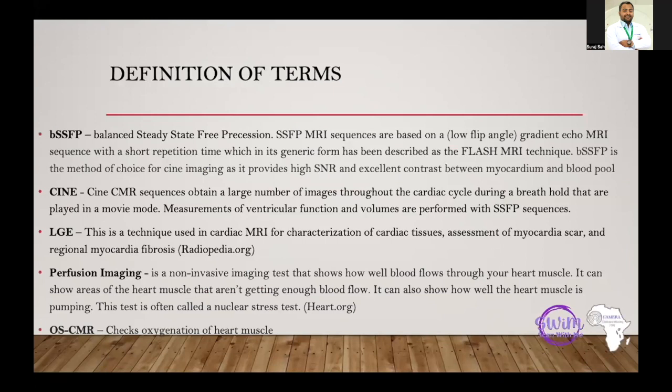Like I said earlier, SWiM has been a lot of help to me by defining the bSSFP, which is the basic sequence we use for basic imaging in cardiac MRI. And then the cine images are all about getting bulk images together at different cardiac cycles. And then you could play these images in the form of movies. Then you can see the diastolic phase, and then you can see the systolic phase.